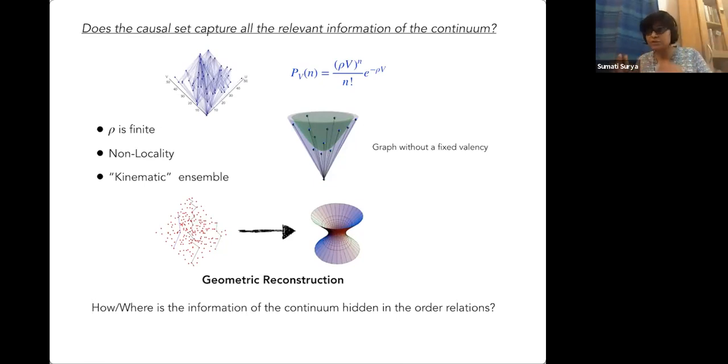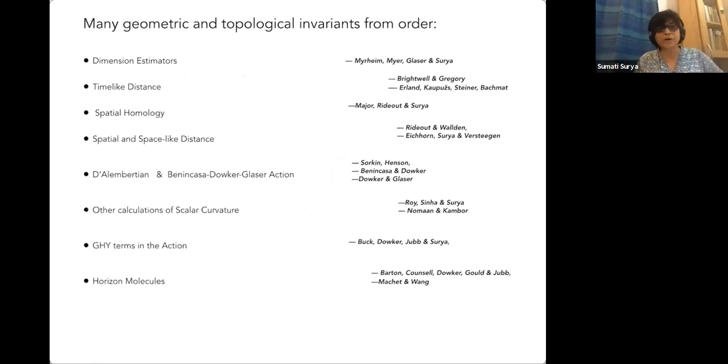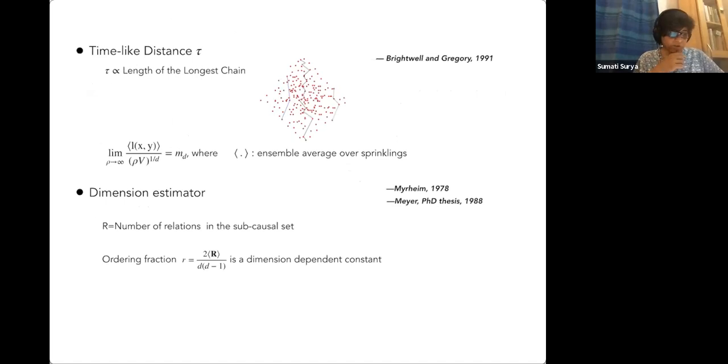So they're approximately equivalent. So this, of course, is still a conjecture. There's been a lot of work in that direction, but I won't say anything about it today. So there are many topological and geometric invariants. I've just listed them here that we can just read off from the causal set, such as time-like distance; they're dimension estimators.